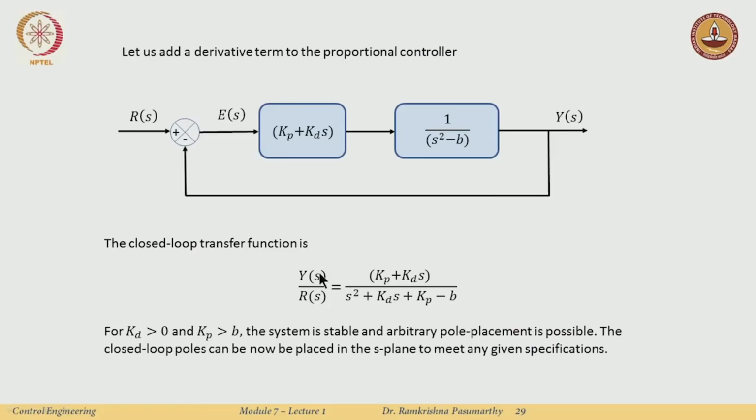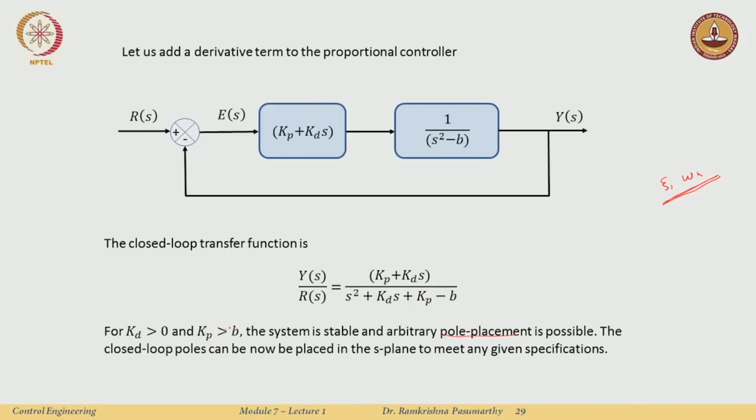So, now the response Y(s) over R(s) has an additional damping term in the system, and for Kp and Kd greater than 0 and Kp greater than b, the system is always stable. Therefore, I can arbitrarily place the closed loop poles, or given any zeta and omega n, I can design the system for any zeta and omega n. This is what I mean by pole placement, because the poles are decided by the values of these. I can place them wherever I want, based on appropriate choices of Kd and Kp.